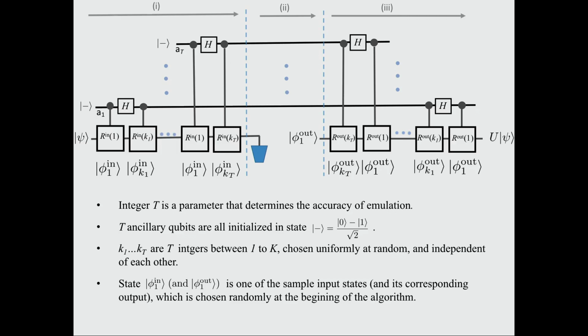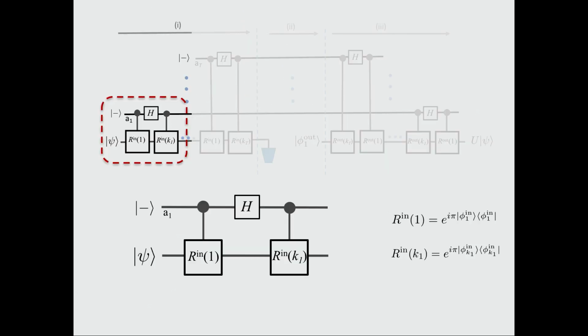So for example, in the first step, I do control reflection with respect to output T, then Hadamard, then control reflection with respect to output 1. Then, in the last step, I'm doing a control reflection with respect to output K1, then Hadamard, and then control reflection with respect to output 1. And then the claim is that if T is sufficiently large, the output of this circuit is approximately U psi. Okay, so let's try to see why this is the case.